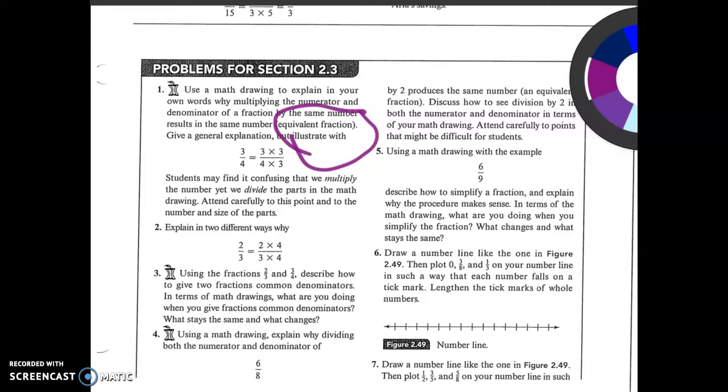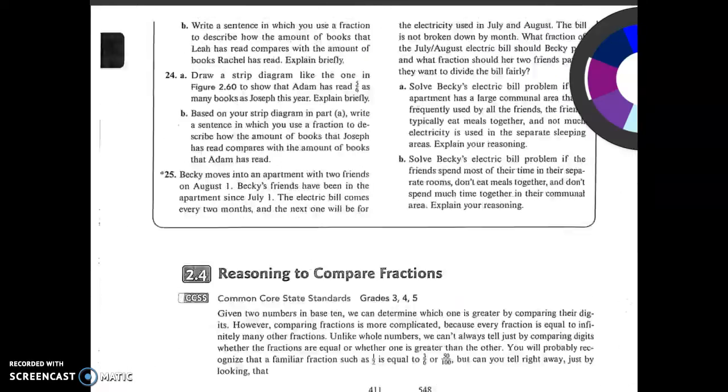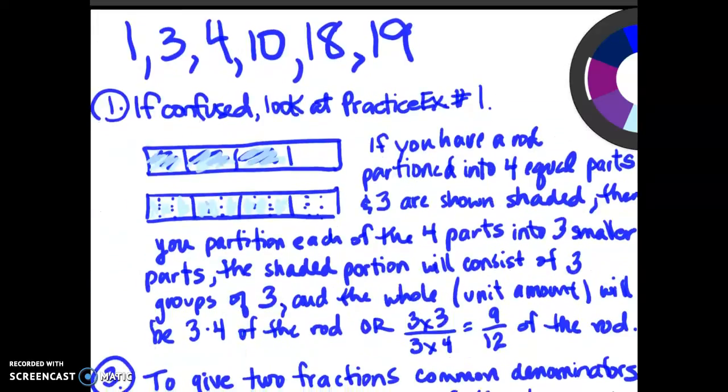We're just going to keep in mind that students might find it confusing when we multiply the number, yet we divide the parts in our drawing. So let's really be mindful of that word divide and possibly think about how we might use the word partition instead. So let's take a look.